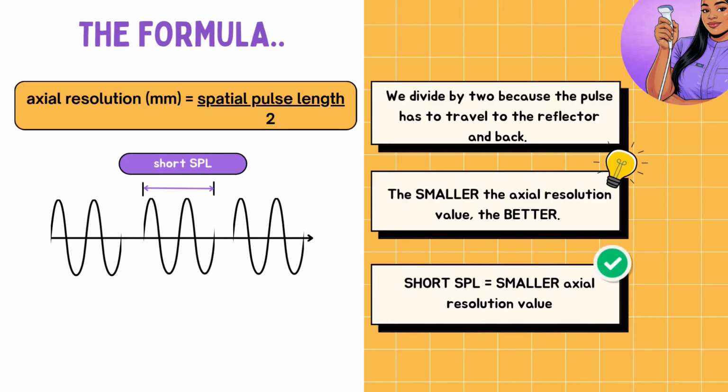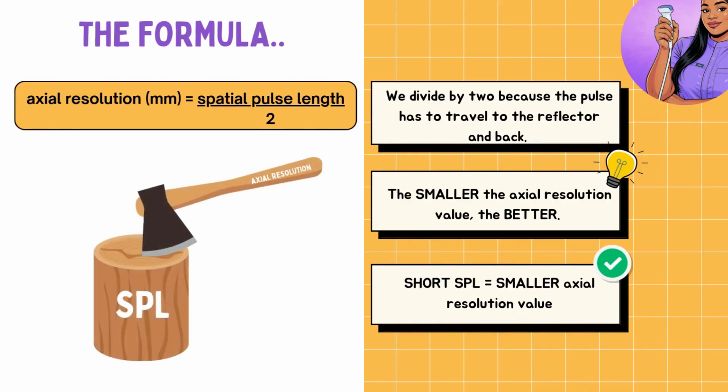And here's how I always remember this formula. Think of axial like an axe. You can picture an axe literally chopping that SPL in half. That's what the formula says. SPL divided by 2.